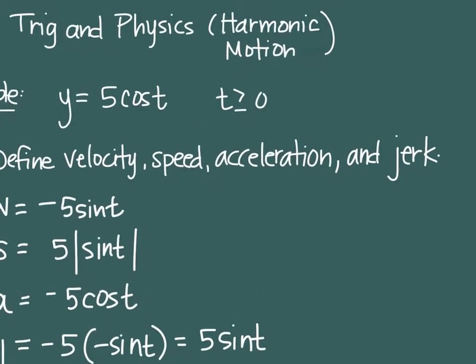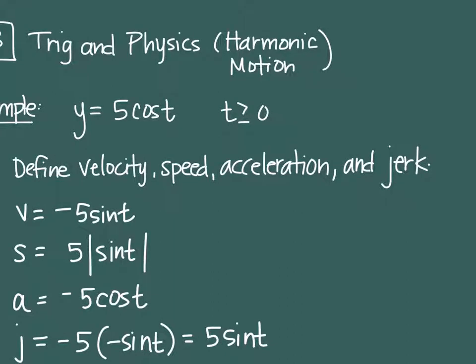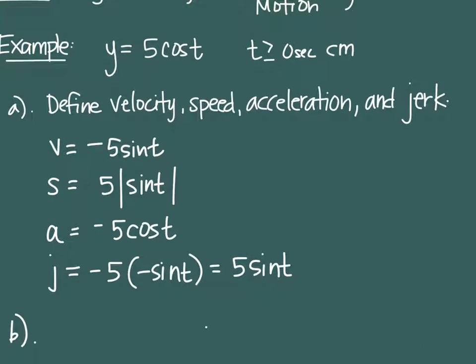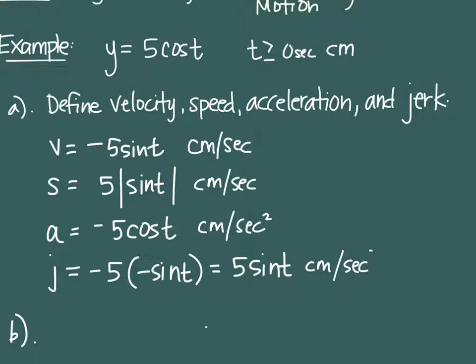So if we have defined this measured perhaps in centimeters, and time is greater than 0 seconds, then our velocity is going to have units on it as well. Our velocity would be centimeters per second, so would speed. Our acceleration is going to be centimeters per second squared, and jerk is going to be measured in centimeters per second cubed.